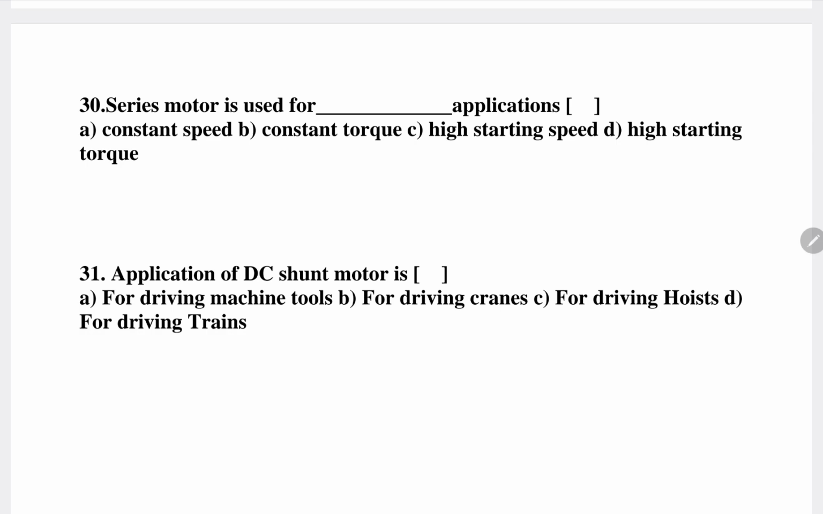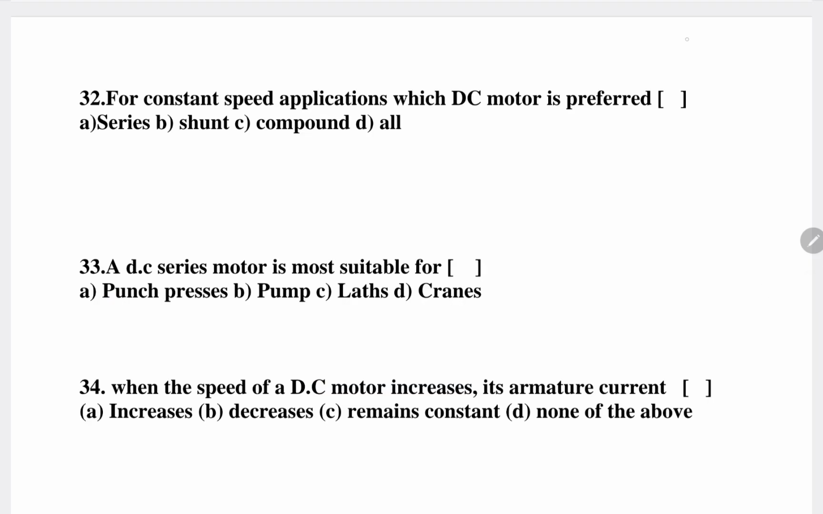Next, a series motor is used for which applications? A series motor is used for high starting torque applications. The answer is D. Application of the DC shunt motor: a shunt motor cannot be used in cranes, hoists or trains. It can be used in driving machine tools. The answer is A. Next, for constant speed applications, which motor is preferred? We prefer the DC shunt motor. The DC series motor is most suitable for cranes, because cranes require high starting torque.